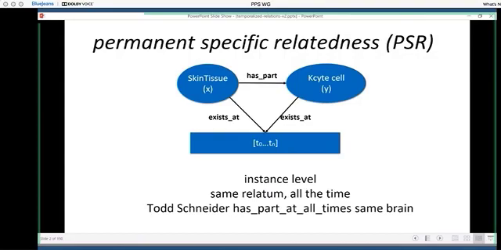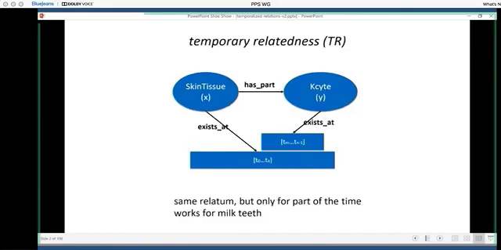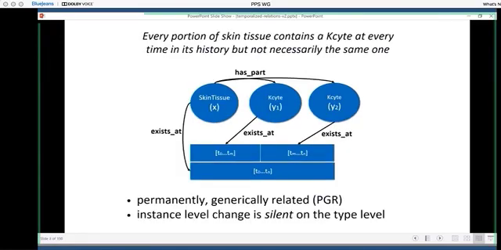Some cells are parts of your skin when you're very young, but they die off. And so these would be temporary relatedness as contrasted with permanent relatedness. The problem is that some cells are needed by your skin in certain parts of your skin, but this need is fulfilled by different cells at different times. Now, this in machining would be where you have a machine which has very fragile parts which need to be replaced at different times in the course of the life of the machine. This is permanent generic relatedness.